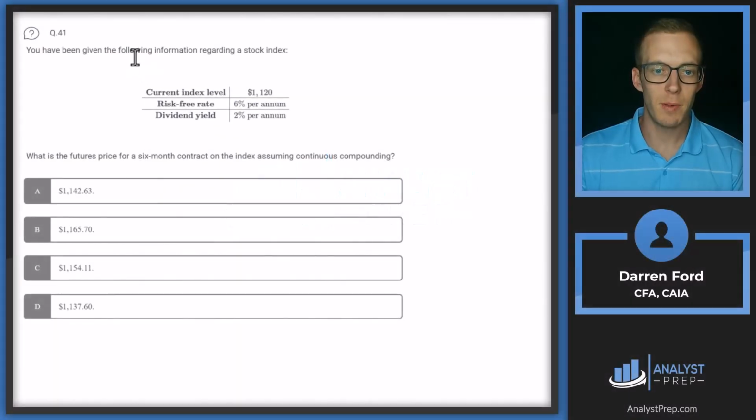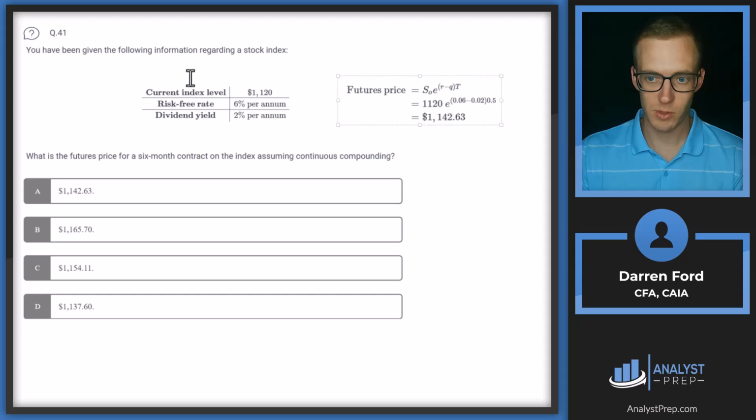Question 41. You've been given the following information regarding a stock index. So we've got current index level, risk-free rate, and dividend yield. What is the futures price for a 6-month contract on the index, assuming continuous compounding? So this is going to be pretty straightforward. We're given all the information we need to solve for this.